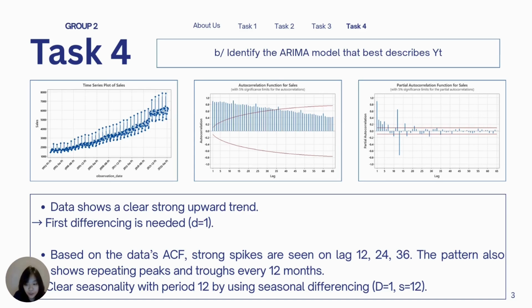Based on the original time series plot, the data shows a clear, strong upward trend. Therefore, the first differencing is needed to remove the trend component. The ACF of the original data has strong spikes at lags 12, 24, and 36, which are much higher than the other spikes. The pattern also shows repeating peaks and troughs every 12 months, meaning the data has strong seasonality. Because of this, we also clear seasonality with period 12 by using seasonal differencing, which is capital D equal to 1.